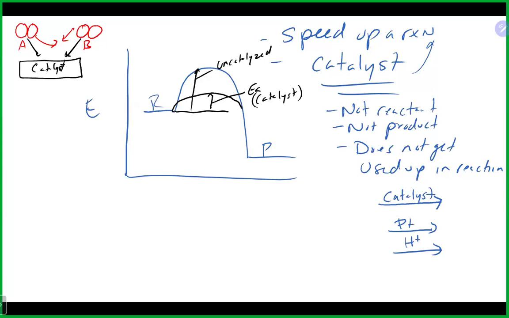But there actually are ones known as negative catalysts that will slow down a reaction, as opposed to a positive catalyst. Any questions on catalysts there?